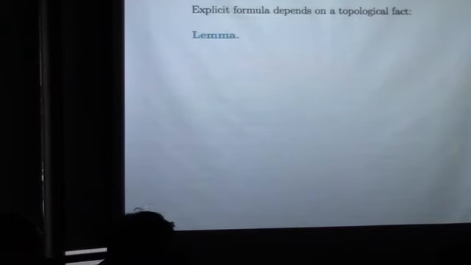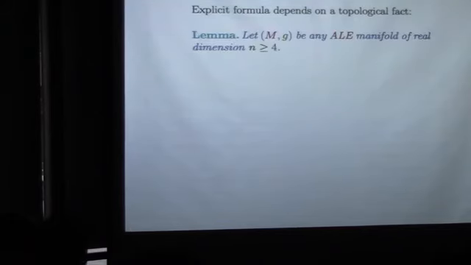All right, so to state the explicit formula, I have to tell you a topological fact. And it's that if you have any ALE manifold of real dimension greater than or equal to 4, this is just a topological statement. We don't really need a statement about what the metric looks like. It's just that topologically it has these ends that look like quotients of Euclidean space. So there's a notion of compactly supported de Rham cohomology. There's a complex of compactly supported forms. It has a cohomology, and it naturally maps to the ordinary de Rham cohomology.